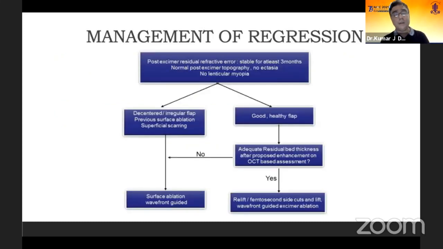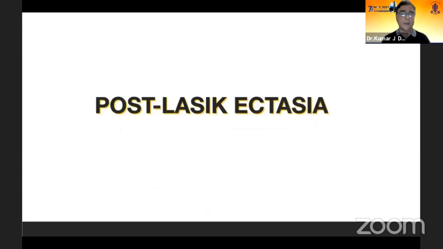Management of regression: it's very clear that if it's a good healthy flap with adequate residual thickness, and OCT-based assessment of the whole flap that was made, and if you have an online pachymeter, we can know the thickness of the flap during the procedure. We have an online pachymeter, so we make a note of the flap thickness every time a surgery is done. If all these parameters are good, the patient can go for a relift. But if it is a decentered flap or an irregular flap, a surface ablation, or a wavefront-guided or topo-guided LASIK can be done.